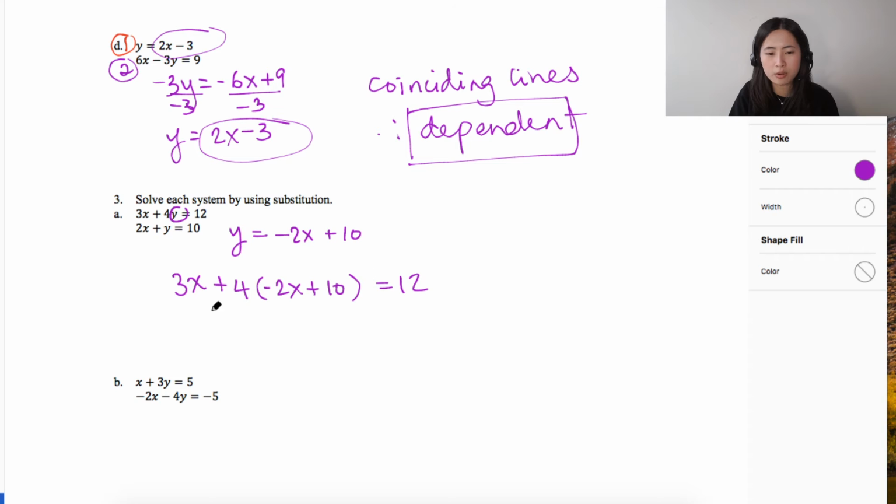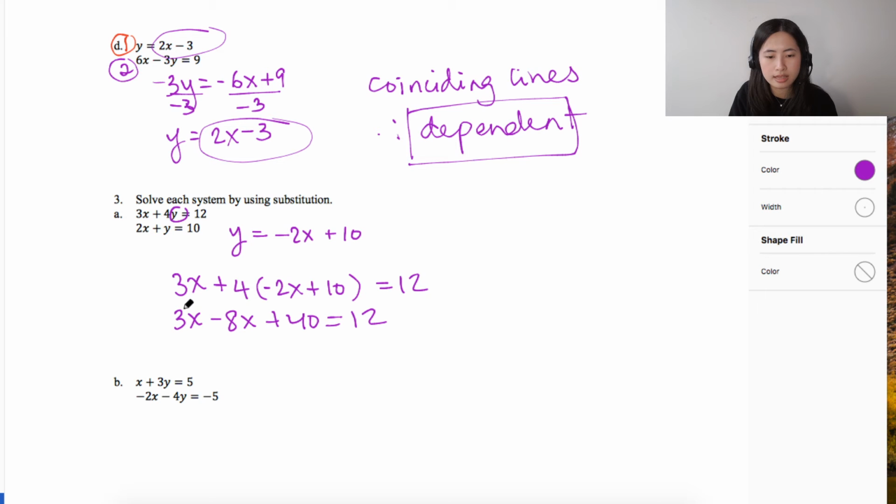And what can you see? Remember what I said, the goal here is to reduce the number of variables, and now we're only seeing x. Okay, so once we have that, we're going to solve for x. So this is 3x, and this is 4 times negative 2, so this is minus 8x. So what do we have to do here? We have to distribute. 4 times negative 2x, that's negative 8x. 4 times positive 10, that's plus 40, and that's equal to 12.